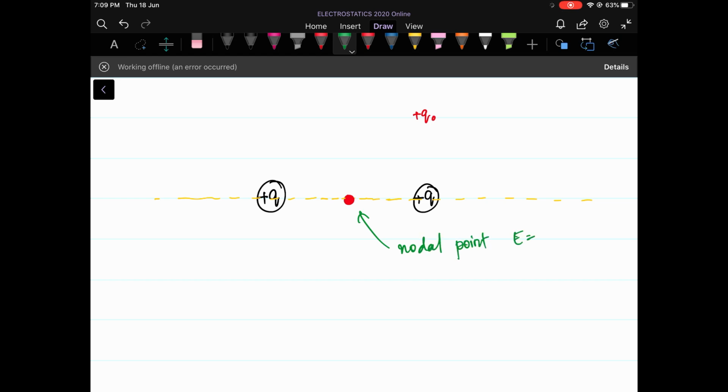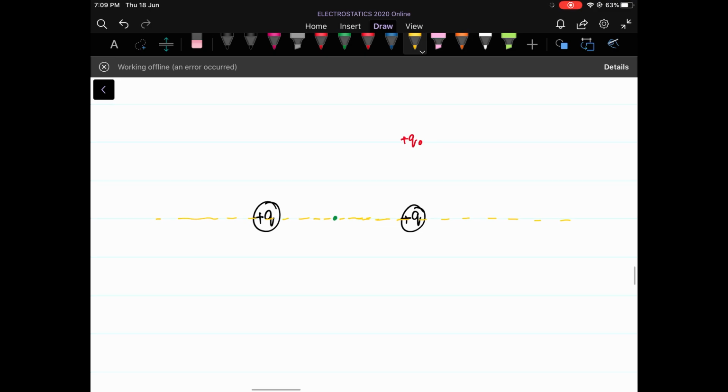Such a point we are going to call a nodal point for the system, where I can say the electric field is 0, because you can see no force will be applied by these two, or let's say the net force applied by the system of charges will be 0. So such points we will call nodal points, and we should not draw any lines of force at that point.